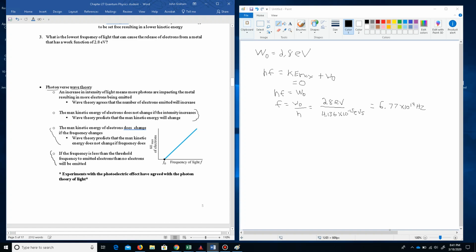All four of these work under the photon theory of light. But there are other things that are taken into account where even the photon theory doesn't seem to work, and that's why there end up being two theories here, or two conflicting theories. And so the main experiment is this photoelectric effect that agrees with the photon theory of light.